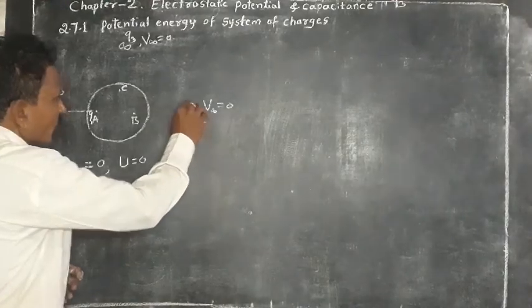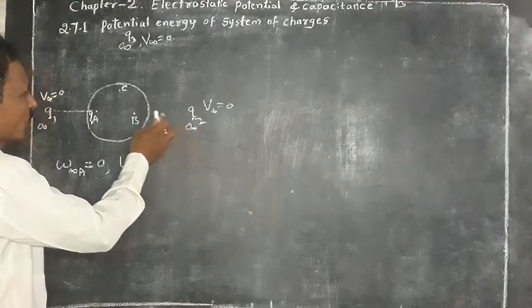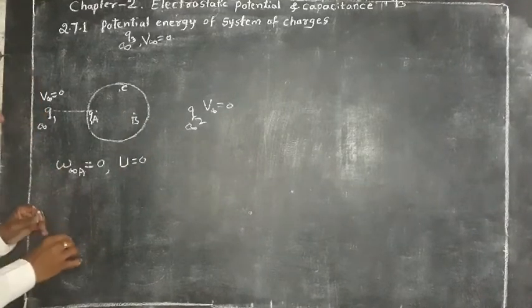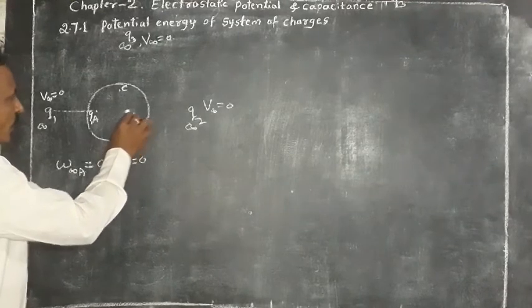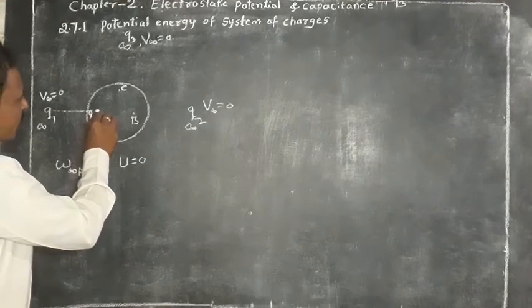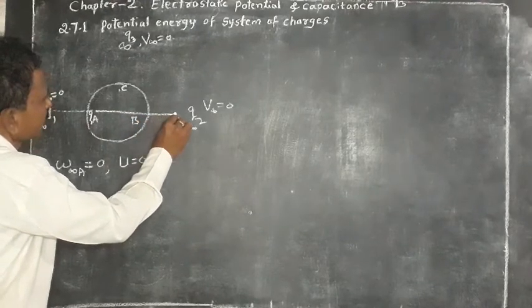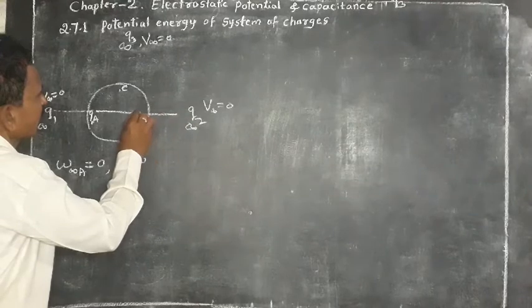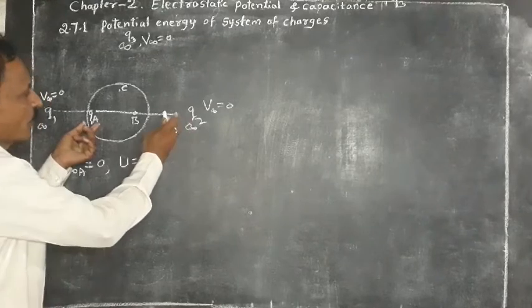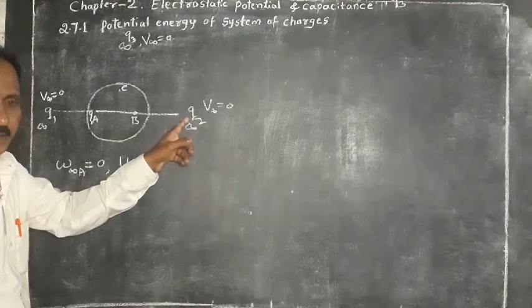Then the work done in moving a charge Q2 from infinity to the point B. Before that, we calculate what is the potential at B due to charge Q1. The Q1 charge produces an electrostatic field around it, and the field due to Q1 is up to here, and beyond this region, this is called the infinity region.